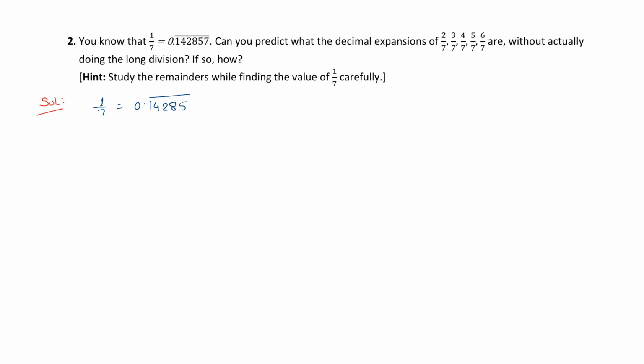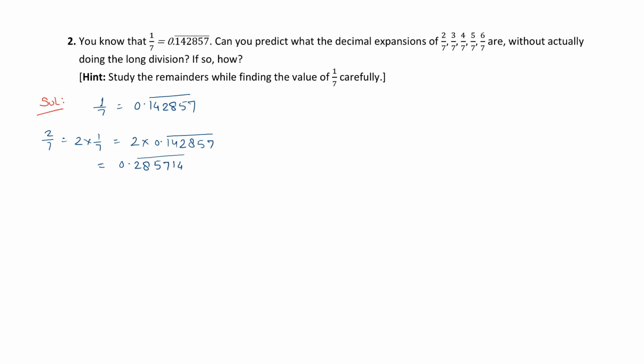So we can say 1 by 7 is a non-terminating repeating decimal expansion, right? So we can write 2 by 7 as 2 times 1 by 7. If we multiply 0.142857 by 2, then we will get the value 0.285714.